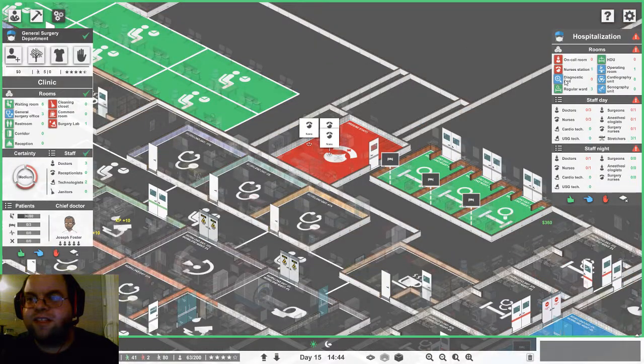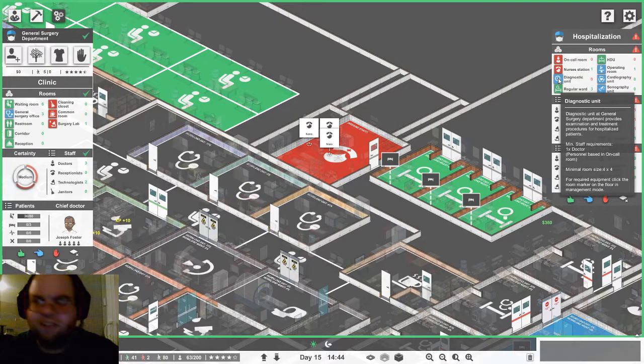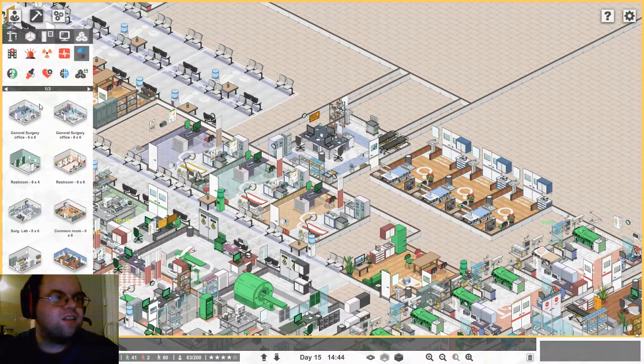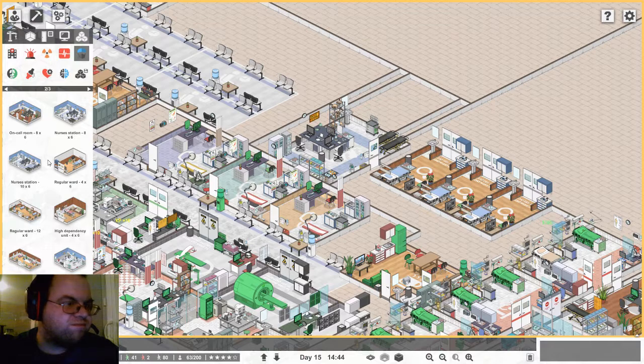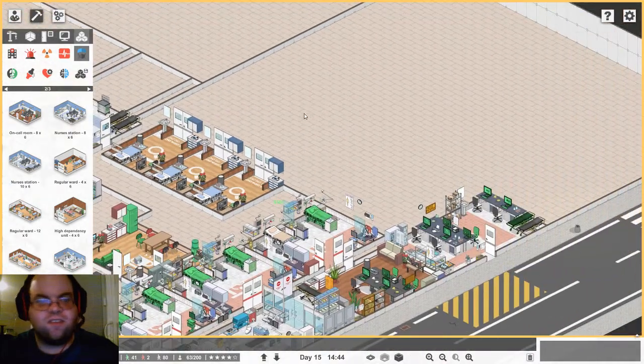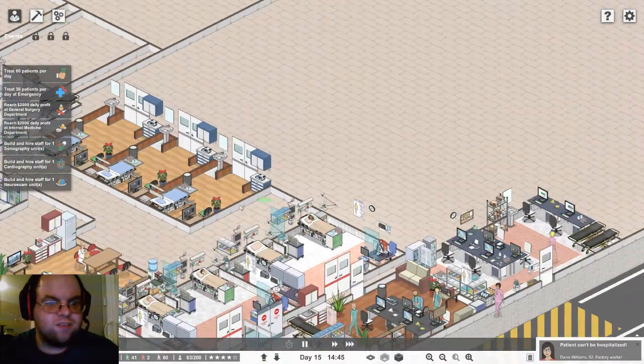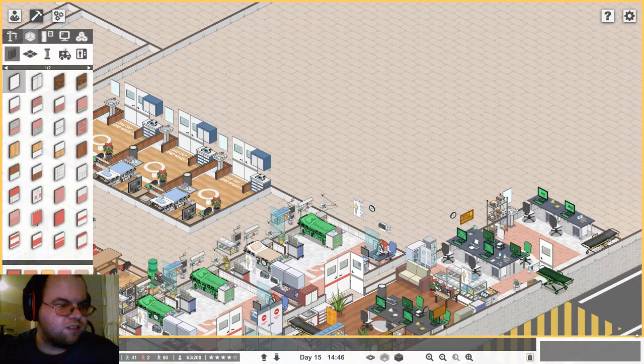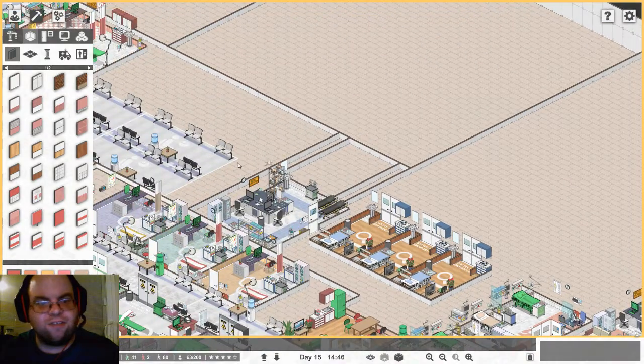So, let's see. Now we got 3 wards. Diagnostic unit. Okay, how much is that? 10,000. Okay. Let's go ahead and take out these walls. Matter of fact, for the hospital part, we'll just take out the rest of the walls.